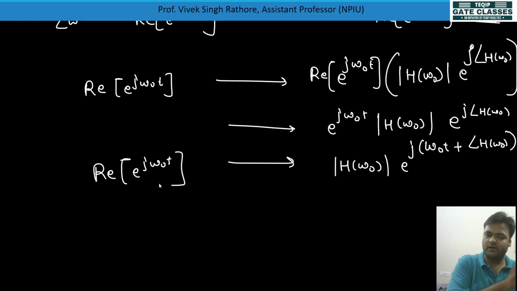The input was cos of omega naught t. It means the real part of e to the power j omega naught t was the input, no problem with that. It will have an output with some magnitude, and there will be some phase. The input was only e to the power j omega naught t, but its phase will be added with the phase of your impulse response, so the phase of h of omega naught.